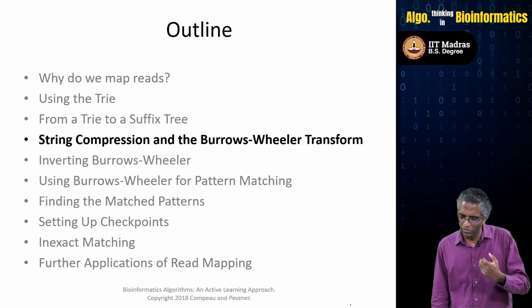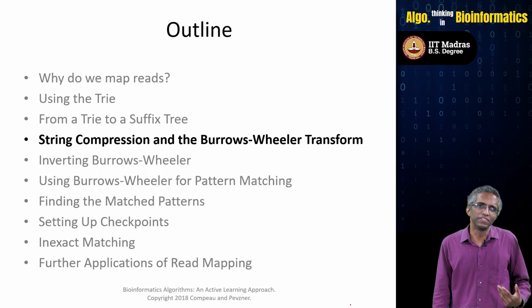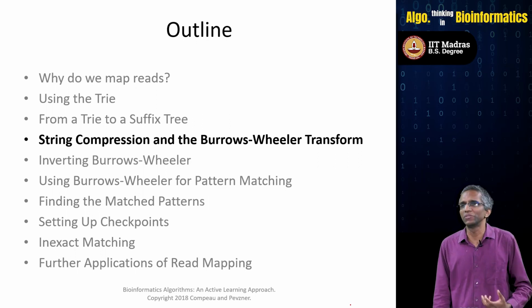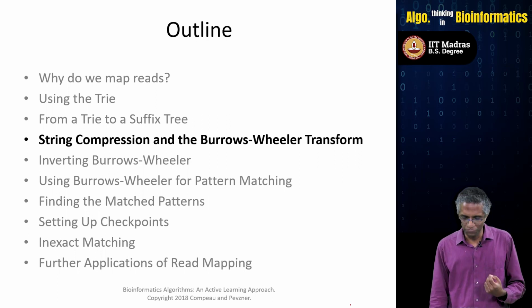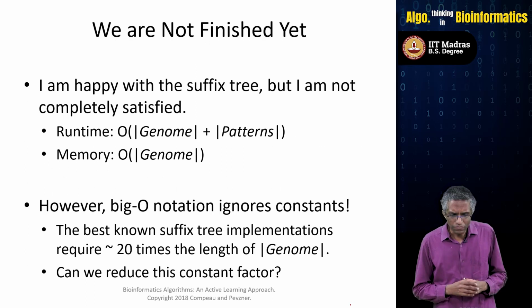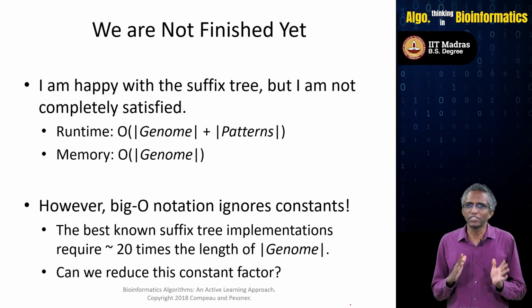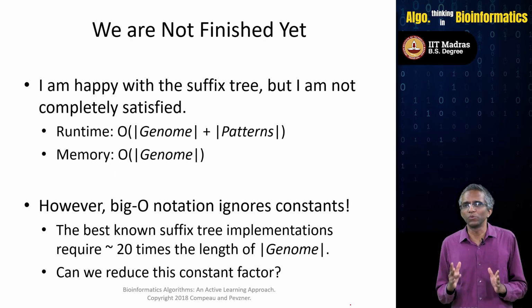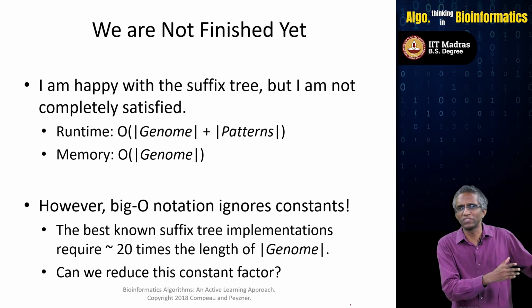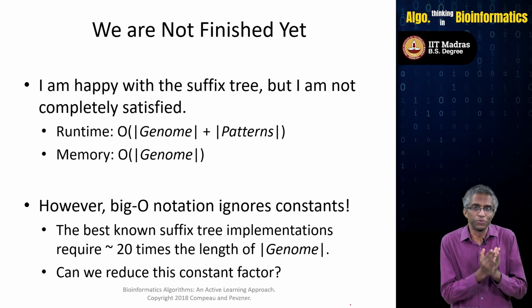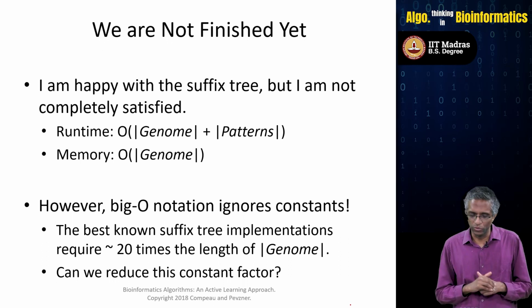Okay, so you will have to see it. Don't take my word for it. You'll have to see it to appreciate how elegant this transform is. But before we go there, let's just set up why we are looking at another data structure. We already have the suffix tree. Aren't we done? Aren't you happy with the suffix tree? Why do we need more?